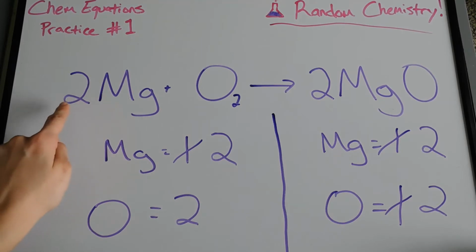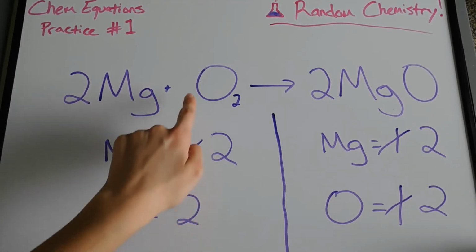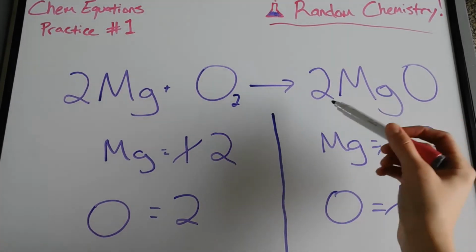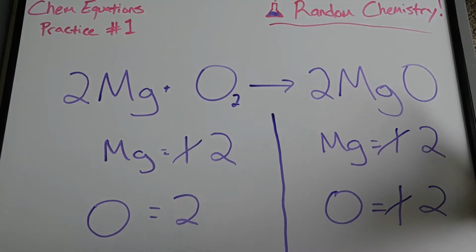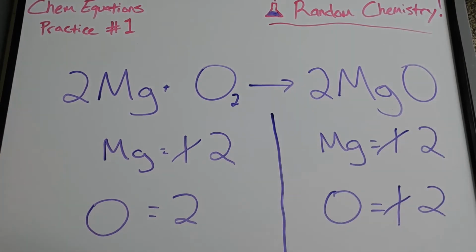So for magnesium, 2 times 1 is 2. And for oxygen, we only have 2. Magnesium, 2 times 1, 2. And 2 times 1, 2. This chemical equation is balanced. Good job, guys.